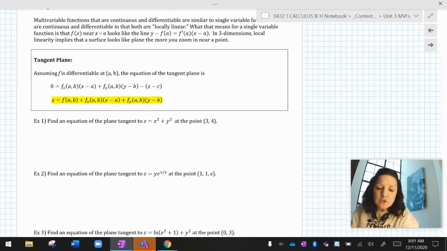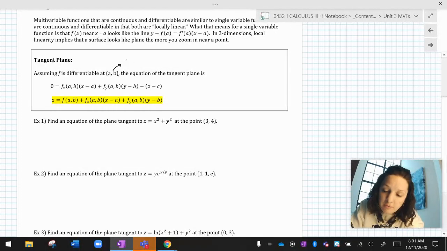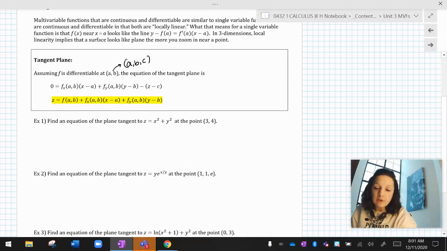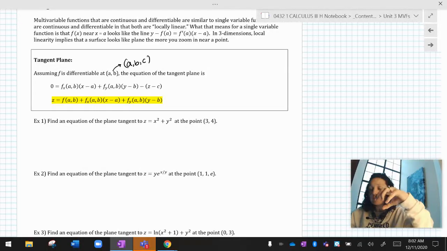Okay, so assuming f is differentiable, so assuming you have a tangent plane at a point (a, b), and technically, you could say f would be differentiable at the point (a, b, c), where c would be the z value. The equation of the tangent plane is as follows: f sub x of (a, b) times (x minus a) plus f sub y of (a, b) times (y minus b) minus (z minus c). Or we usually write it in z equals form so that we have a surface that's a function and a tangent plane that's written as a function.